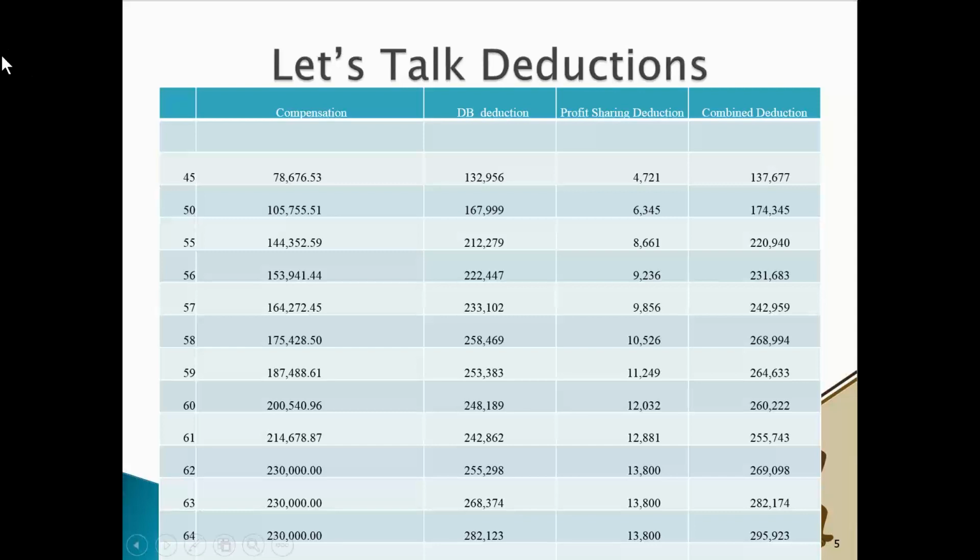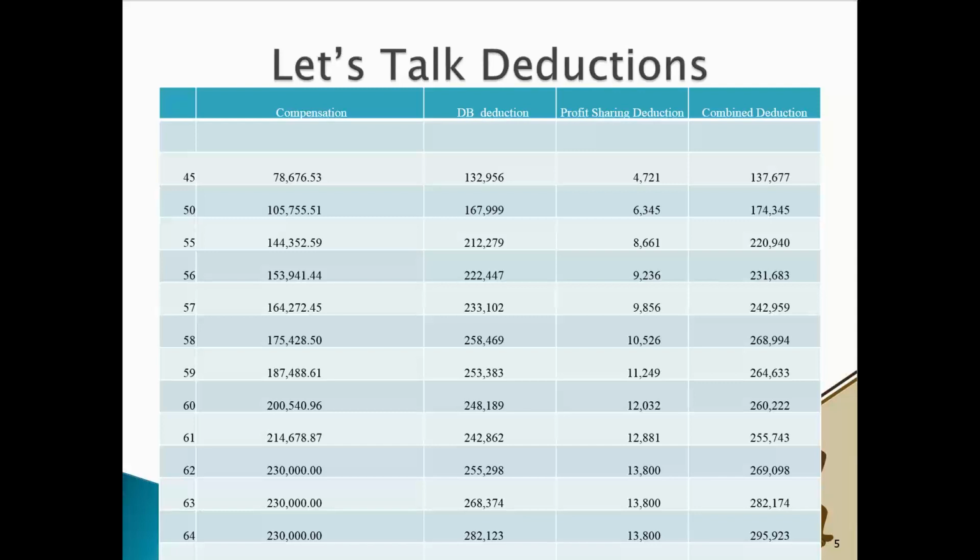All right, so let's talk deductions. In this chart, we'll get down to how we get to this, but this is where we're going to end up at the end of this presentation as well. On the left-hand column, you'll see the ages starting at 45, and it goes all the way to 64. It was 65 a few minutes ago, but we have the age, and we have the amount of compensation that's needed to generate the deduction on the deduction column.